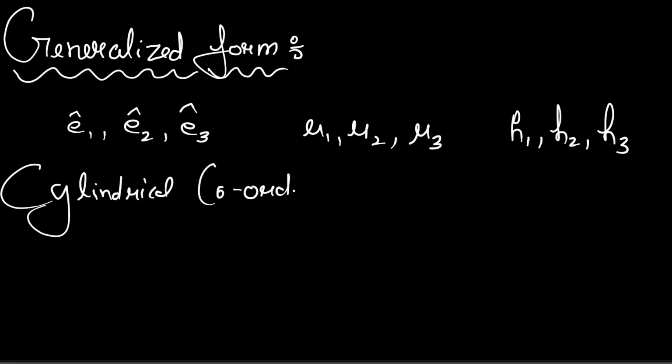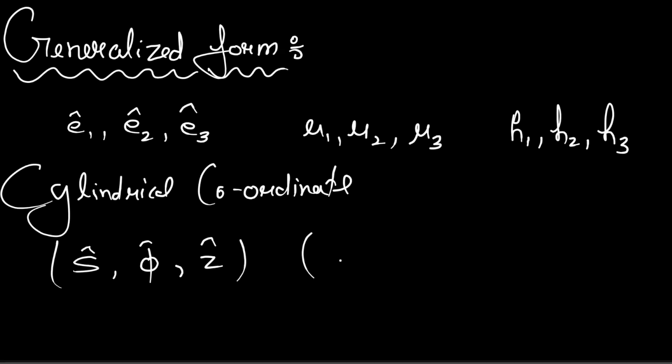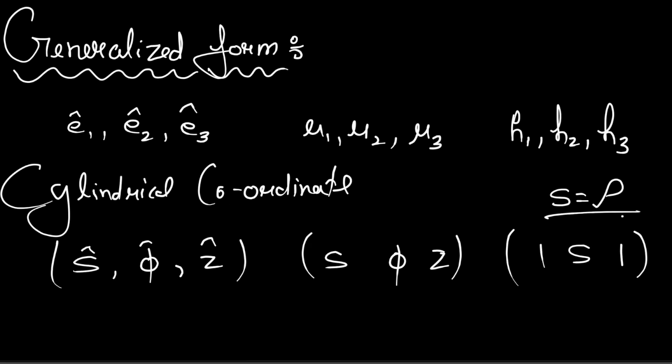Cylindrical coordinates. For the cylindrical coordinates, E1, E2, E3 are s cap, phi cap and z cap, and u1, u2, u3 are s, phi and z, and the respective h components are 1, s, 1. But sometimes I have used s as rho also in the initial derivation. And then let me move further. Let me generalize all the things.